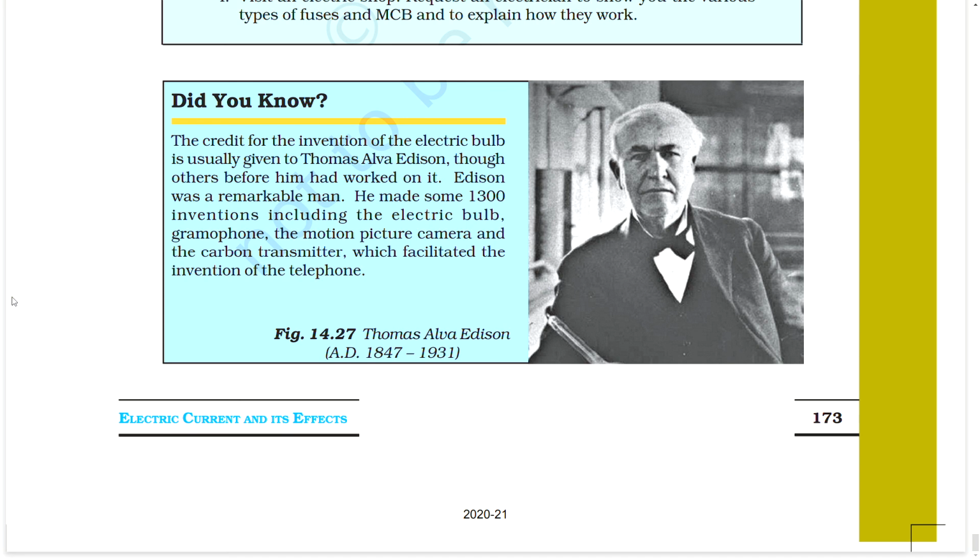Did you know? The credit for the invention of the electric bulb is usually given to Thomas Alva Edison, though others before him had worked on it. Edison was a remarkable man. He made some 1300 inventions, including the electric bulb, the gramophone, the motion picture camera, and the carbon transmitter, which facilitated the invention of the telephone. Figure: Thomas Alva Edison, AD 1847 to 1931.